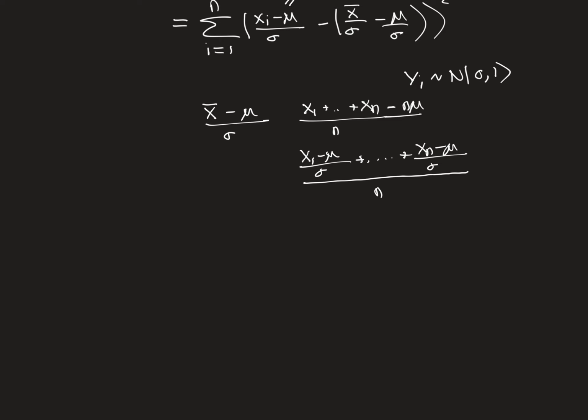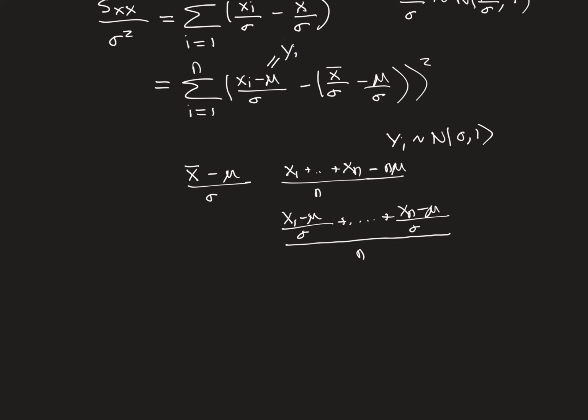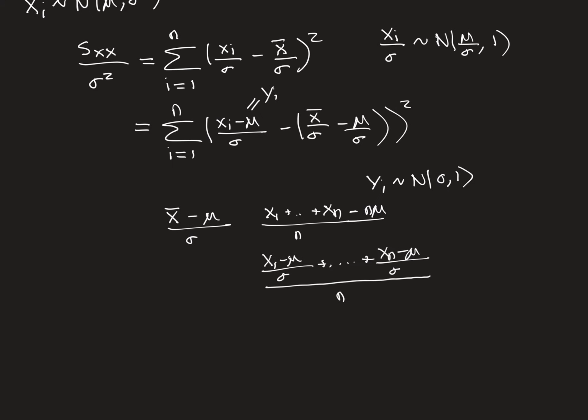So then you see that we've got y1 plus all the way up to yn divided by n, and those are all normal 0, 1. So we've got the mean of the normal 0, 1s. So literally we are taking the sample corrected sum of squares for these things that are now being drawn from normal 0, 1, and we know how that's distributed. So that will be distributed chi-squared with n minus 1 degrees of freedom.